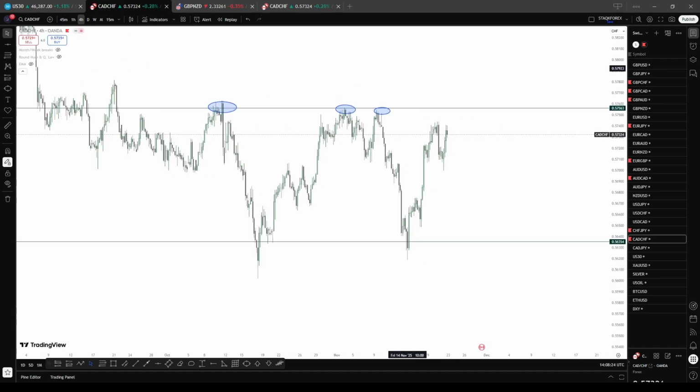So currently I'm going to be looking for a double top and a key level for my entry. Now I have a double top already, which is on this level. First and foremost, this is the first leg that was established.